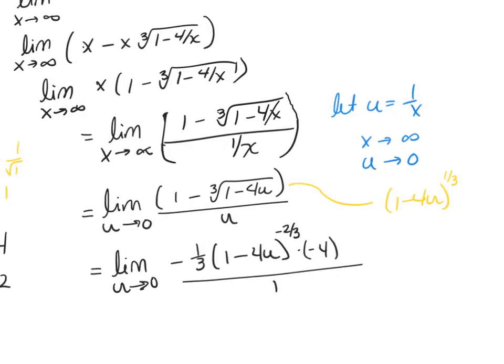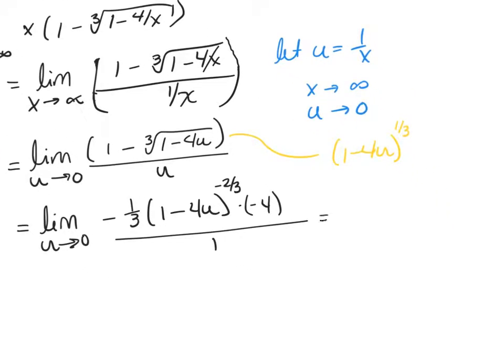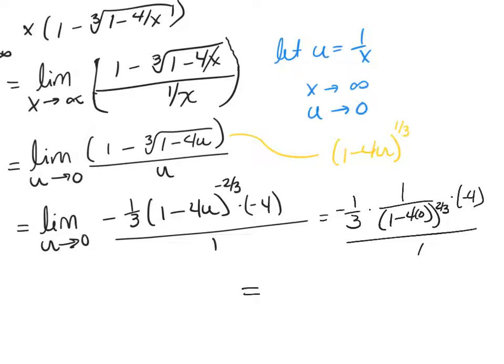Now I can do direct substitution. So I end up with negative 1/3, and then 1 over 1 minus 4 times 0 raised to the 2/3, multiplied by negative 4, all divided by 1, and so I end up with negative 1/3 multiplied by negative 4, so in other words, I get 4/3.